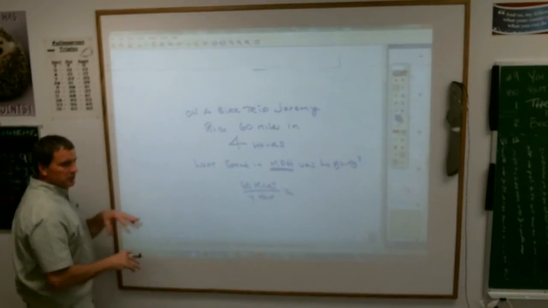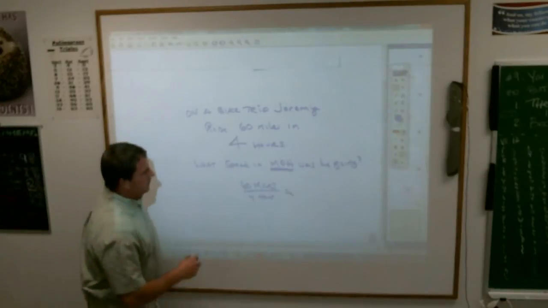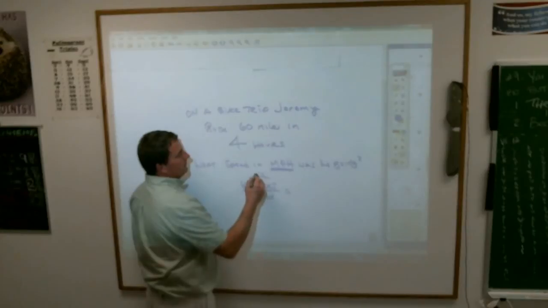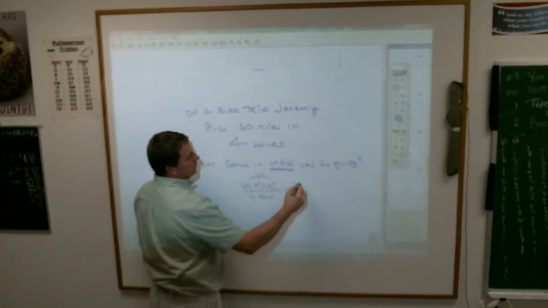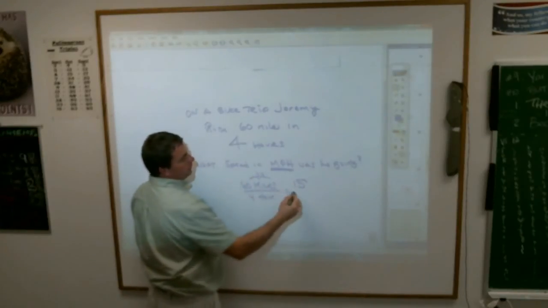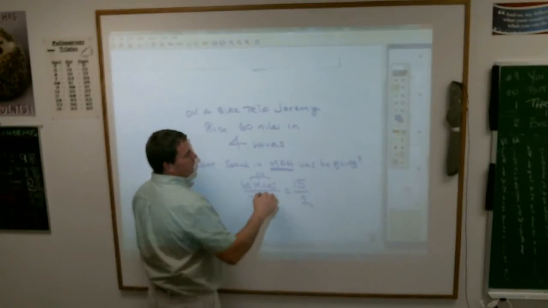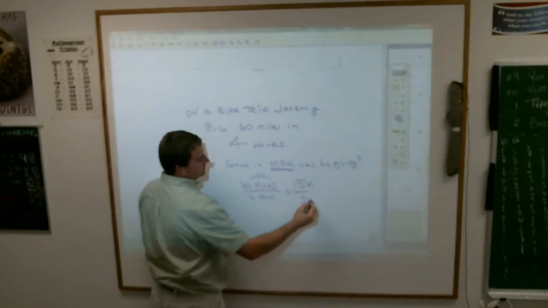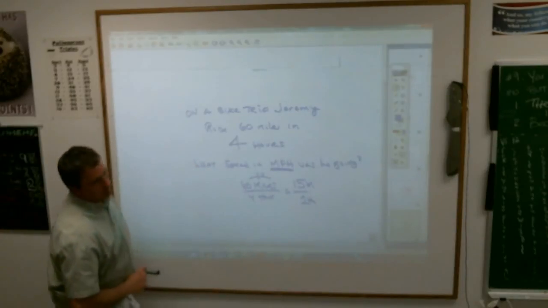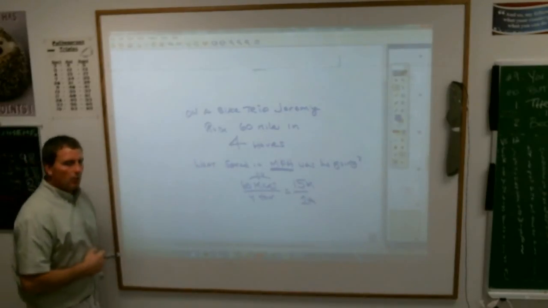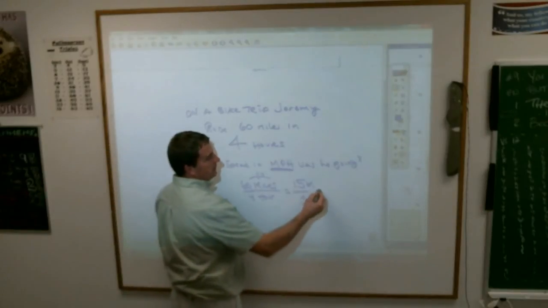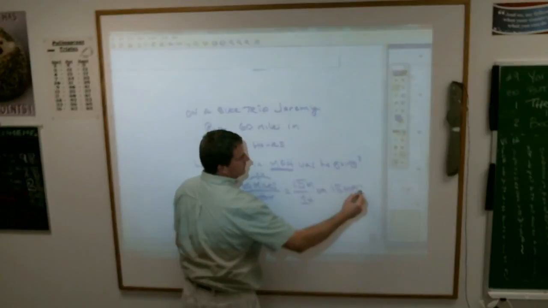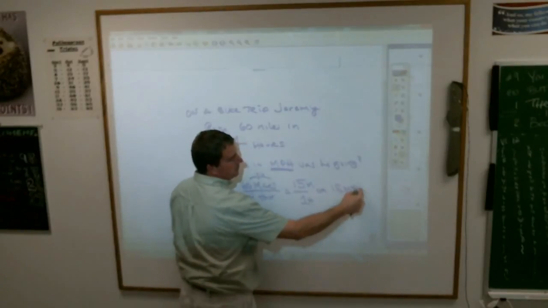What number goes into both 60 and 4? 4. If you divide 60 by 4, it's 15. You divide 4 by 4, you get 1. And don't forget about your labels, people. Most people get lazy and don't do that. 15 miles per 1 hour, or how do we usually say that? We usually say 15 mph, but that's what it means, 15 miles per 1 hour.